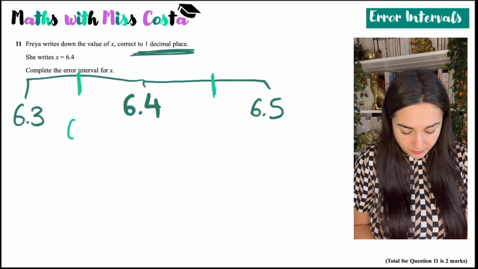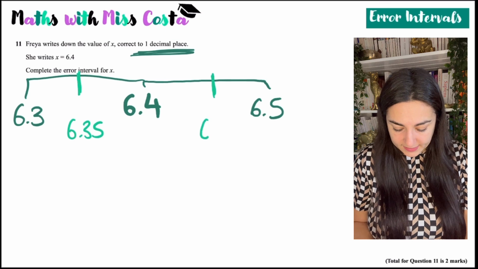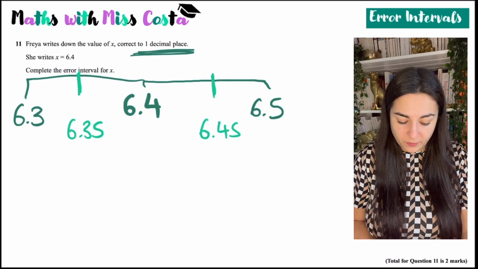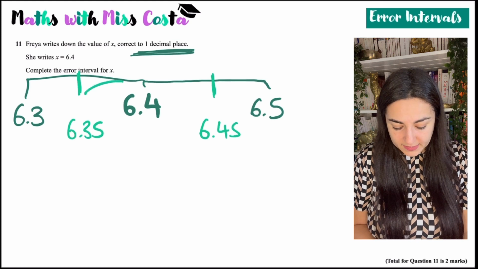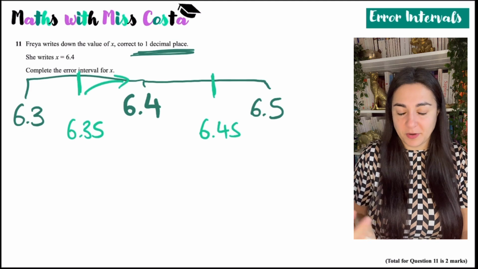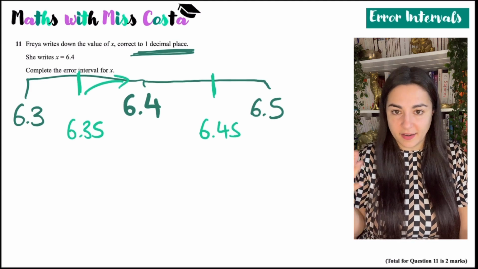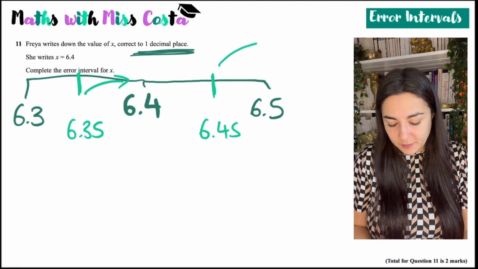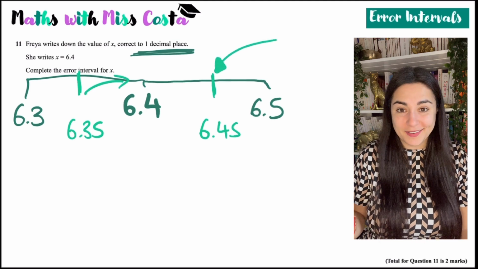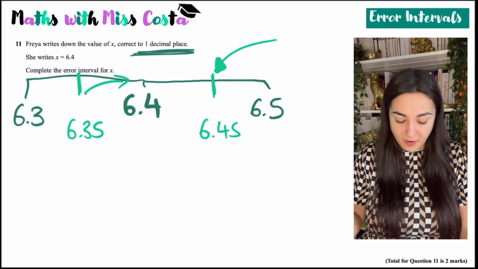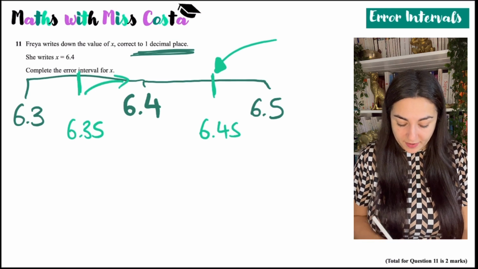So 6.35 and 6.45. Now, if it was 6.35, what would it round to? It would round up to 6.4. Okay, so 6.35, 6.36, 6.37, 6.399999. All of that would round to 6.4 to 1 decimal place. Where it gets a little bit trickier is over here. 6.45 would obviously round up to 6.5. And that's why we use something called an error interval.